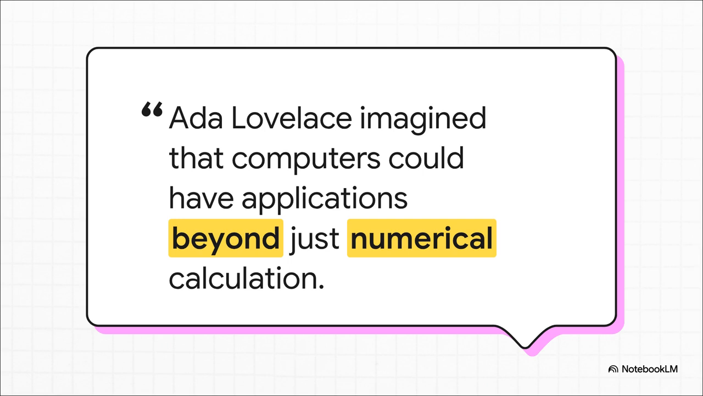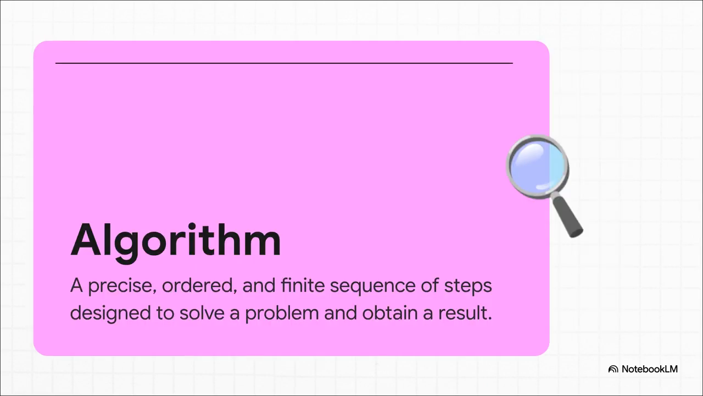For her, this wasn't just about crunching numbers, it was about the idea of general-purpose computing. And this is the key point. Lovelace was the very first person to see what software could truly become. And to make that vision a reality, Lovelace had to formalize the whole process of giving instructions. And she did that using the core concept of the algorithm.